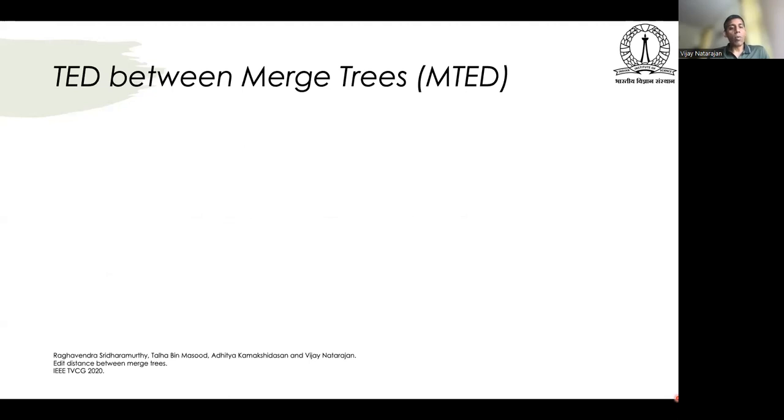So one of the solutions for such a measure is what I'm going to describe today. This is called MTED. It stands for tree edit distance between merge trees. TED stands for tree edit distance.